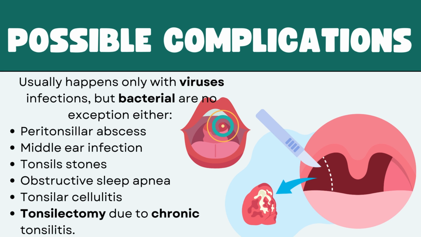So, what could be possible complications of tonsillitis? This usually happens only with viral infections, but bacterial ones are no exception either. One of the complications can be peritonsillar abscess, which is another term for quinsy that we talked about earlier, and we can also have middle ear infection, tonsil stones, obstructive sleep apnea, tonsillar cellulitis, or tonsillectomy, which is surgery due to chronic tonsillitis.